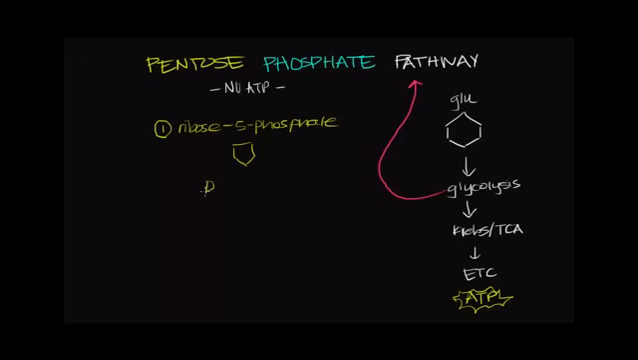If you remember, DNA and RNA contain nucleotides, and the nucleotides contain a nitrogenous base, a phosphate group, and a 5-carbon sugar. In the case of DNA, it's deoxyribose, and in RNA, it's just ribose. But in either case, this ribose 5-phosphate is an important precursor to creating DNA and RNA, so quite a crucial molecule.